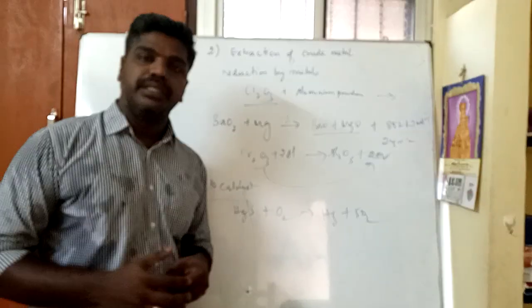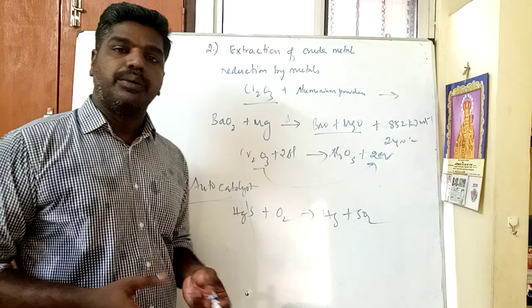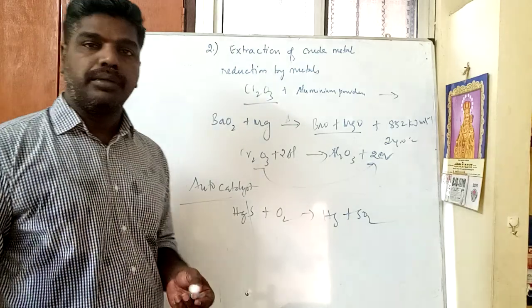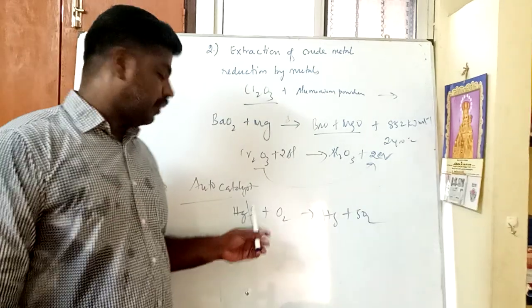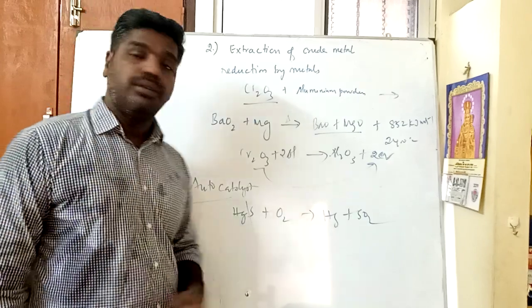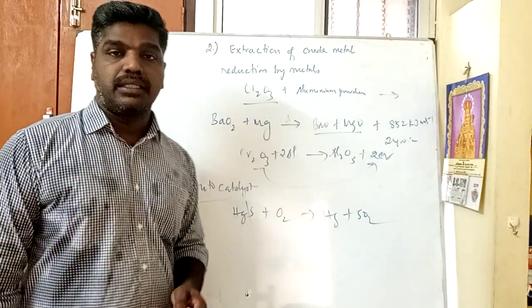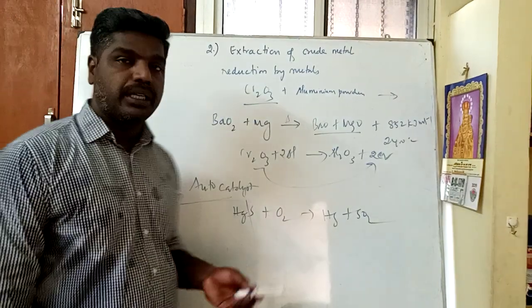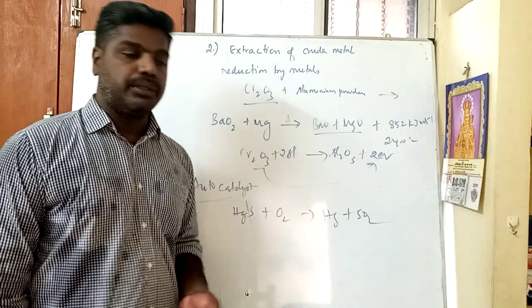Without any reducing agent, while roasting the ore itself, the ore of the metal is converted into metal. Such a process is called what? Auto reduction. Definitely it will be asked in 2 mark questions.